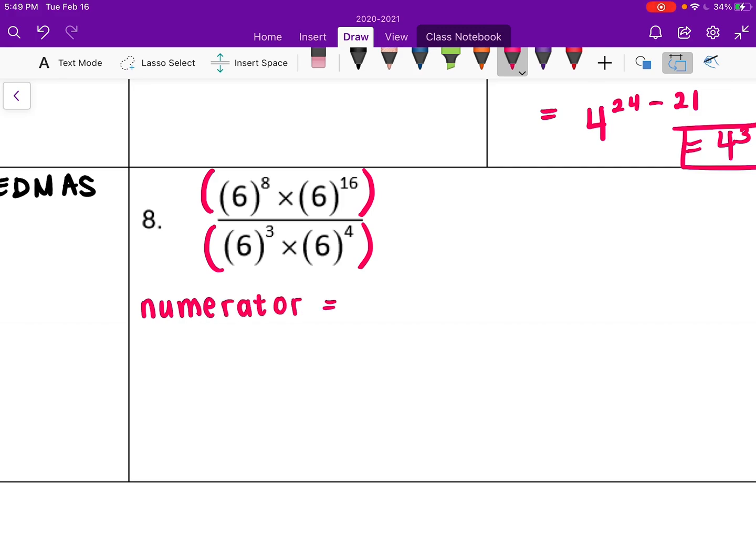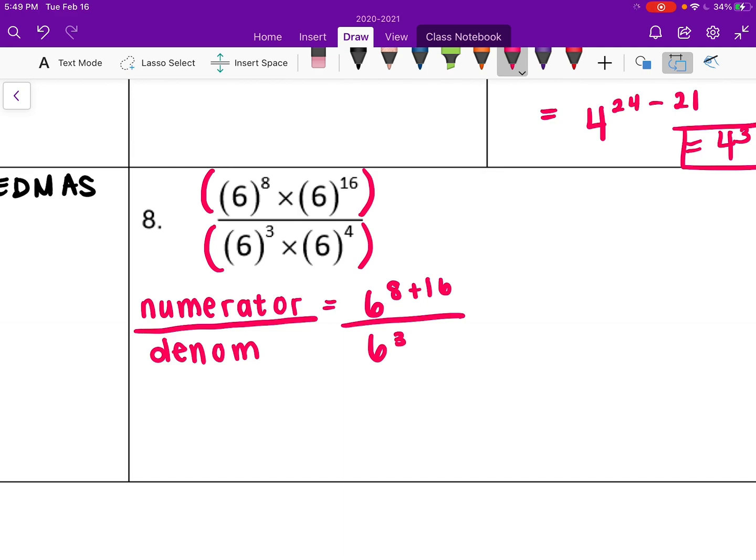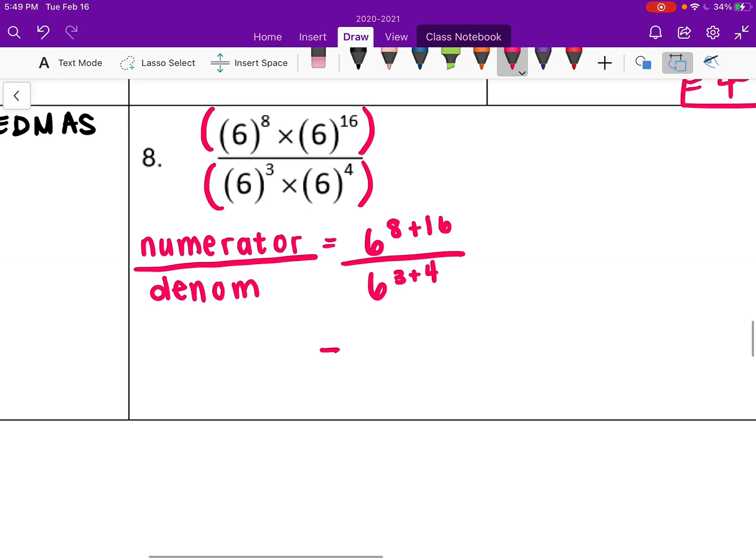is going to be 6 to the power of 8 times 6 to the power of 16, which we can just say is 8 plus 16, right? And then the denominator is going to be 6 to the power of 3 times 6 to the power of 4, which we know we can just add those two together. So we have 8 plus 16 is going to give us 6 to the power of 24 all over 6 to the power of 7, because 3 plus 4, right?